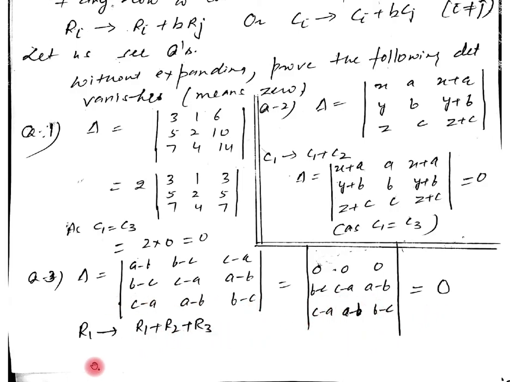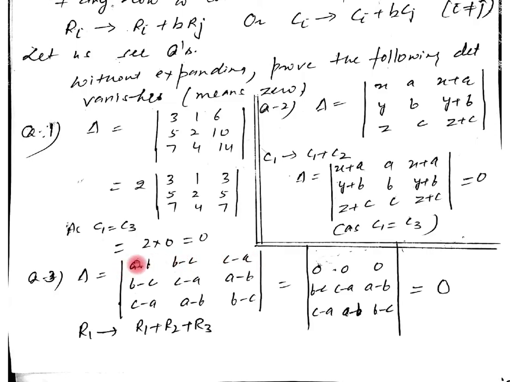See the question again. The delta is given to be this. We have to prove the value of this determinant is 0. What operation am I applying here? R1 goes to R1 plus R2 plus R3. So when we apply this operation, the elements of the first row will be changed.